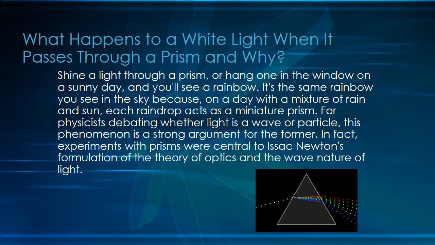What happens to white light when it passes through a prism, and why? Shine a light through a prism or hang one in a window on a sunny day and you will see a rainbow. It's the same rainbow you see in the sky, because on a day with a mixture of rain and sun, each raindrop acts as a prism. In fact, experiments with prisms were central to Isaac Newton's formulation of a theory of optics and the wave nature of light.